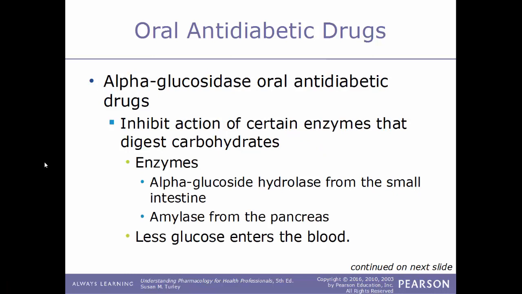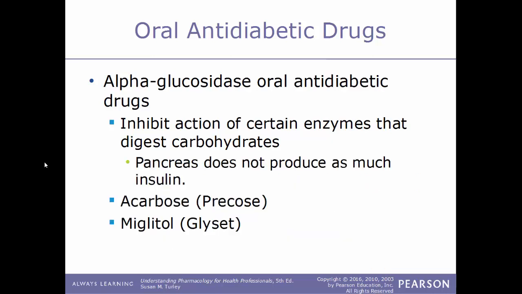See, another class of oral antidiabetic drugs: alpha-glucosidase inhibitors. And these work because they inhibit the action of certain enzymes that digest carbohydrates. And these enzymes would include amylase from the pancreas and also alpha-glucosidase hydrolase from the small intestine. And by doing so, less glucose will enter the blood. So if there's less glucose in the blood, the pancreas does not produce as much insulin because it's not needed at that point.